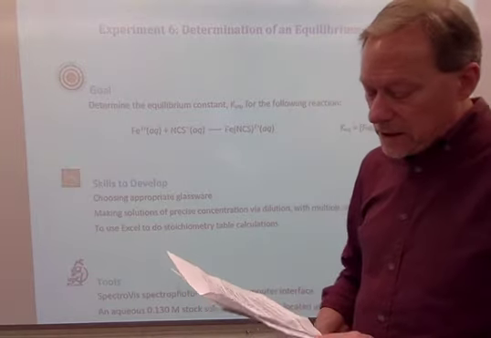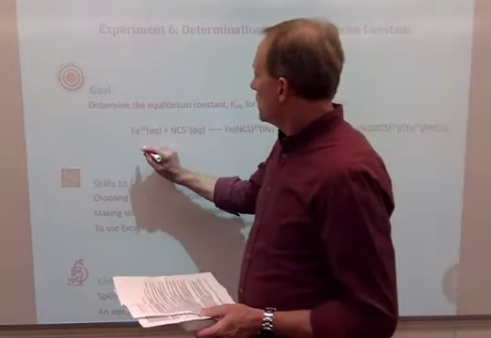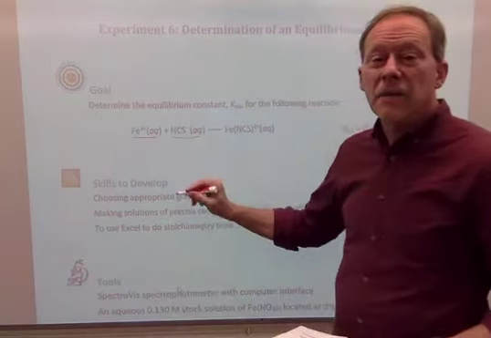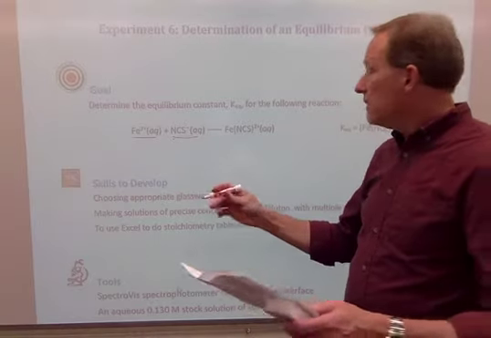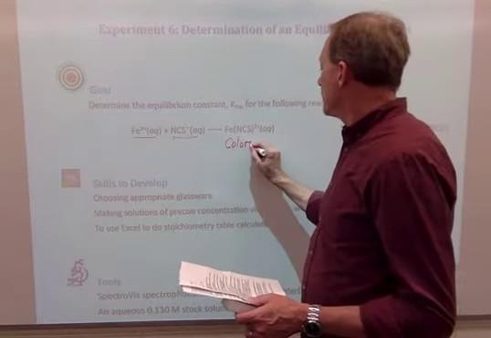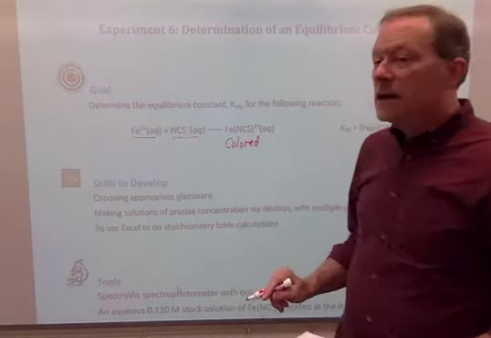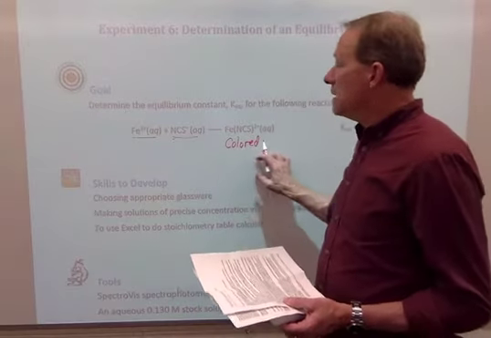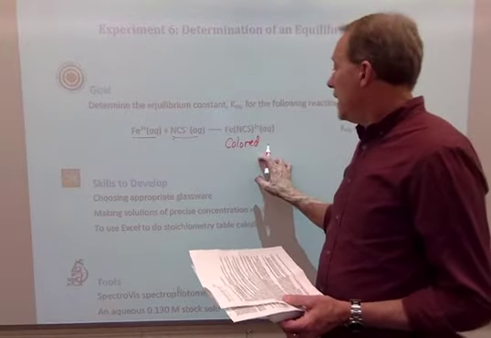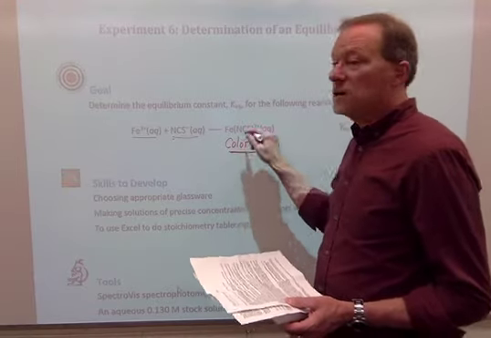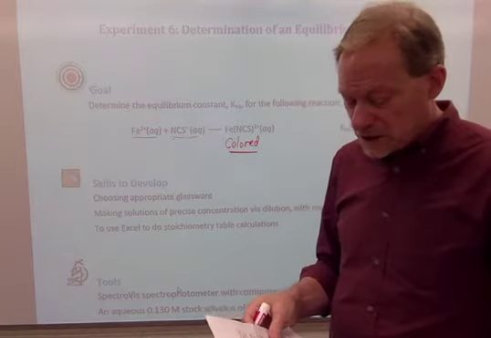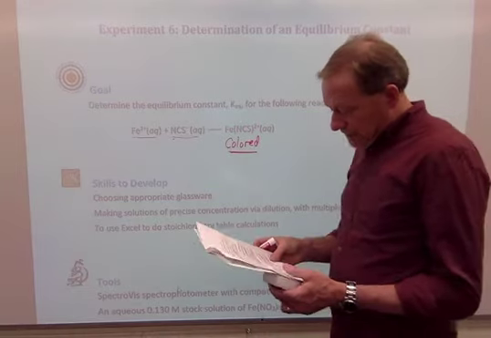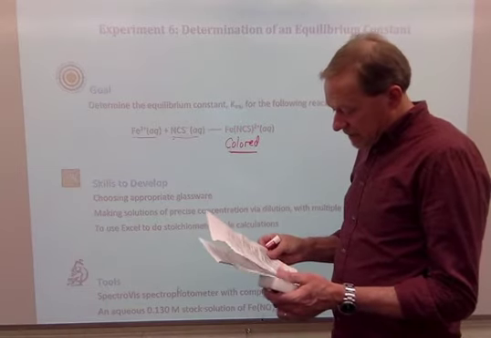We're going to control the amount of iron 3 ion and thiocyanate ion that we put in a mixture. And that's going to form this colored compound, the iron thiocyanate complex. And that is how we're going to measure the amount of this new product that's formed. And so we have to talk about using Beer's law to determine that concentration. We're going to use Beer's law to do that.